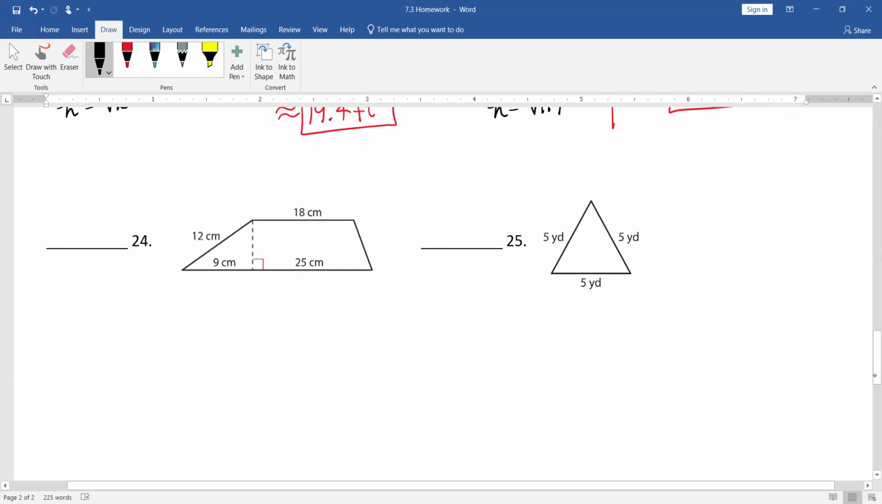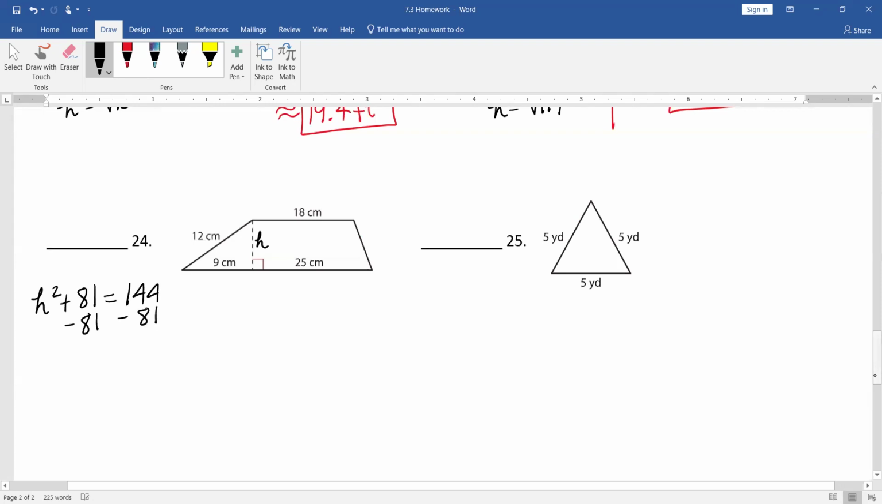All right, so let's look at the next. Now, this next one is a trapezoid. So first we can use this left side here. We have a right triangle, we have a hypotenuse and a leg. So this we can use to find our height. So height squared plus 9 squared, which is 81, equals 12 squared, which is 144.